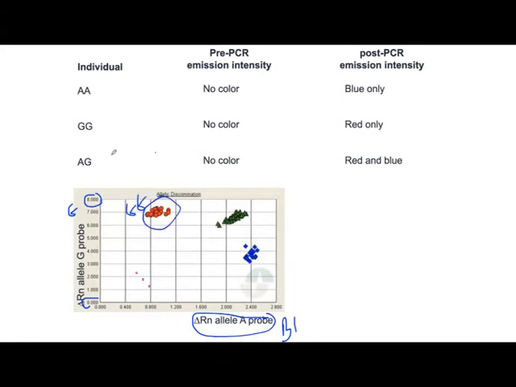Remember that I'm talking about the 96-well plate here. So these are 96 samples you run, and the software will actually scatter them. If you have a sample with very high blue fluorescence and low red fluorescence, then this will be the AA. The ones in the middle are the heterozygous. So very fast, you can actually genotype an individual by using real-time PCR.